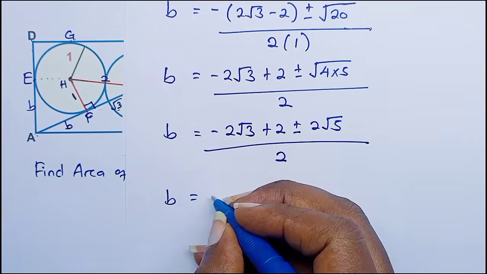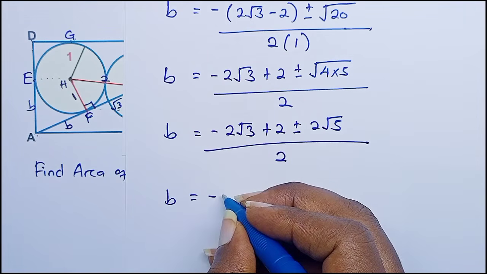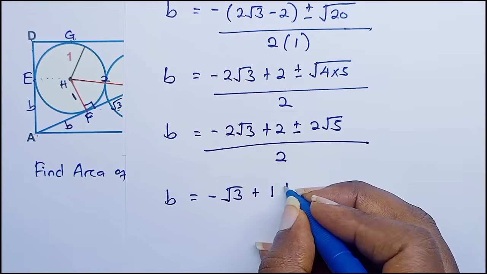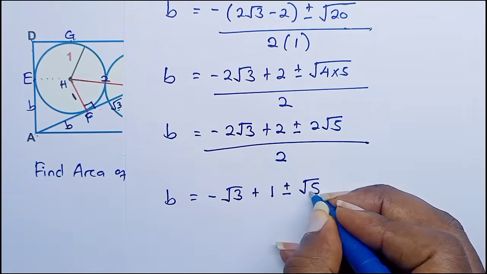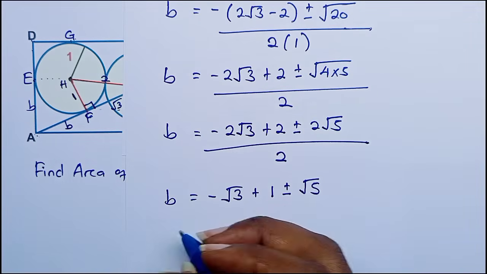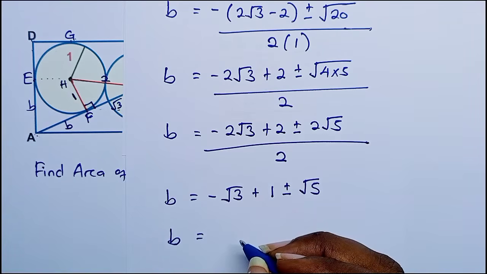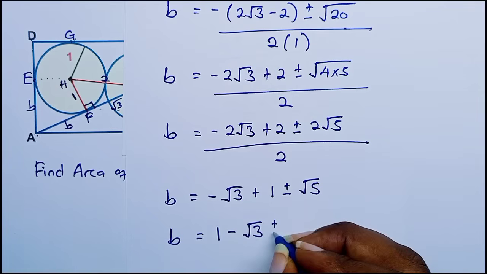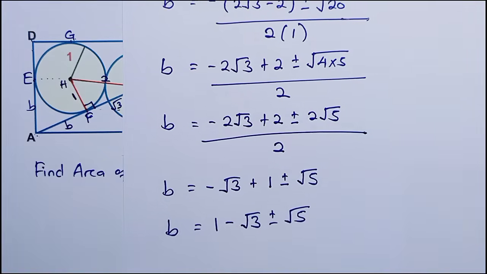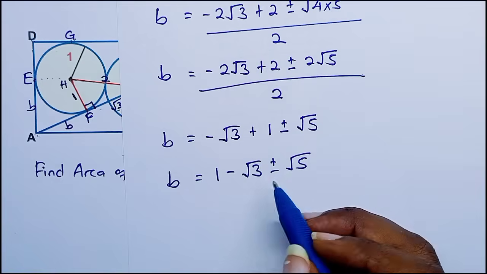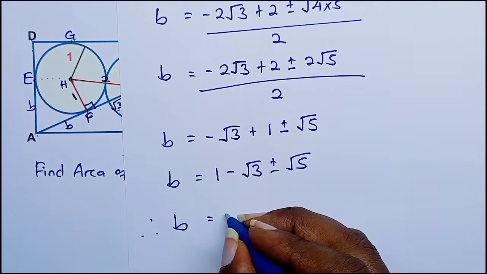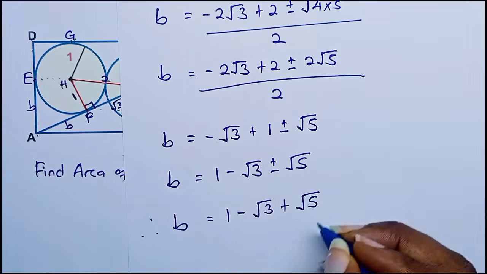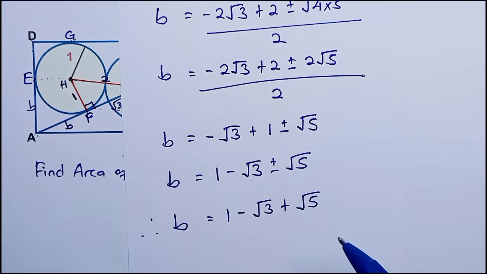minus root 3 plus 1 plus or minus root 5. So B will be equal to 1 minus root 3 plus or minus root 5. Now I'm only going to consider the positive here, and therefore B is equal to 1 minus root 3 plus root 5. So this is our value of B.